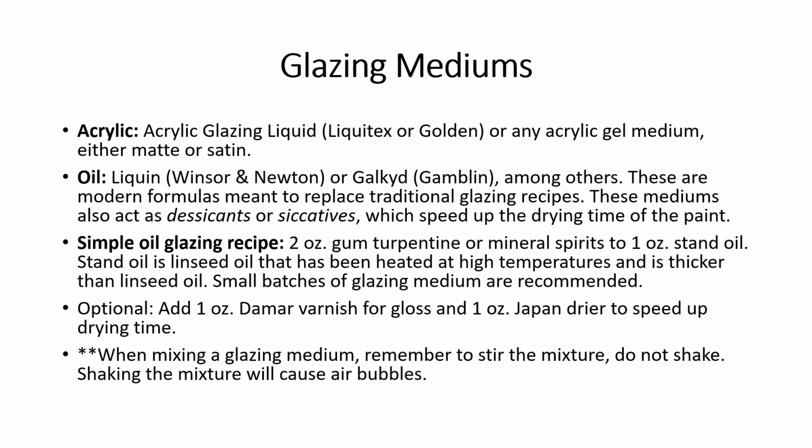Optional. You can add 1 ounce of Damar varnish for gloss to your traditional oil glazing recipe and 1 ounce of Japan dryer or cobalt dryer to speed up the drying time. Please note, when mixing a glazing medium, remember to stir the mixture. Do not shake. Shaking the mixture will cause air bubbles.